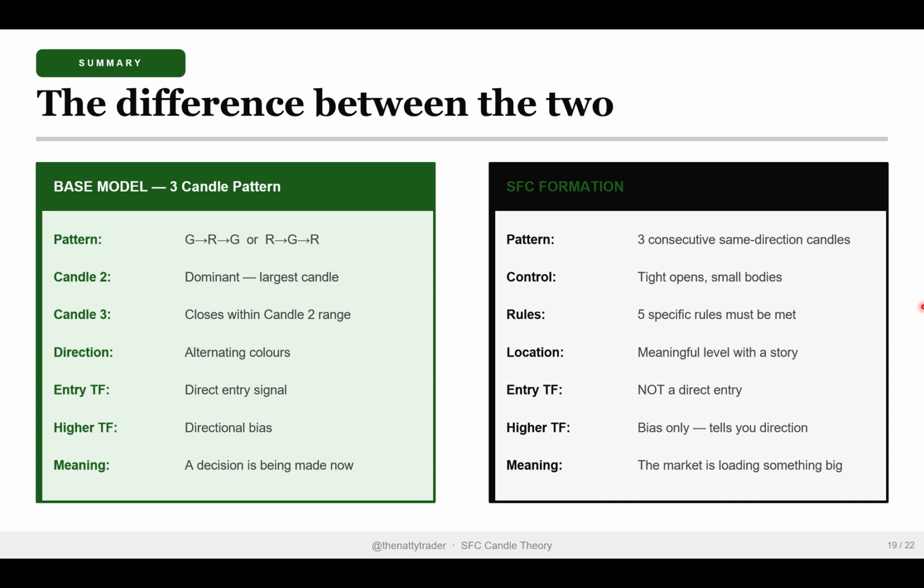The direction is the alternating color. If we have green, red, green, then the direction is green. If we have red, green, red, then the direction is red. Simple as that. So in bullish, we expect the direction to be bullish in the 4th candle, and if it's bearish, we expect the direction to be bearish in the 4th candle. For entry, we go to the lower time frame and look for entries. On the higher time frame, we look for directional bias. The meaning of that is that a decision is being made now. The first 3 candles have told you what price might do, and the 4th candle is actually going to do it.